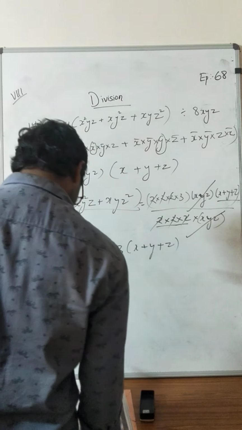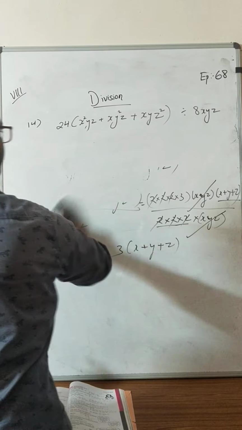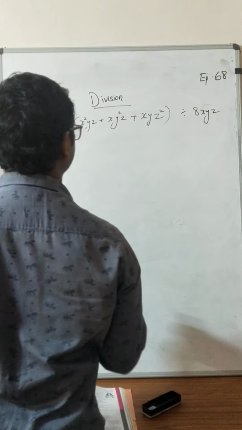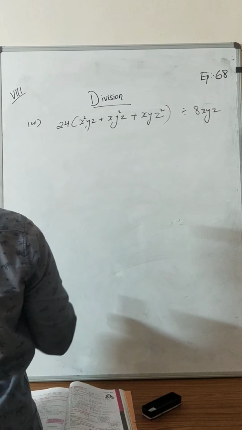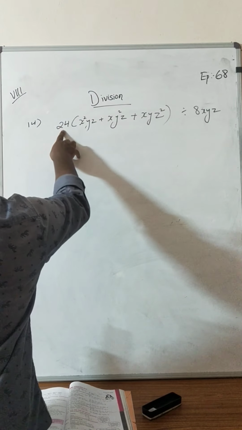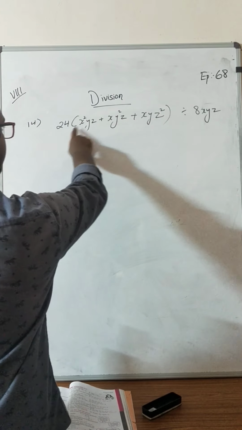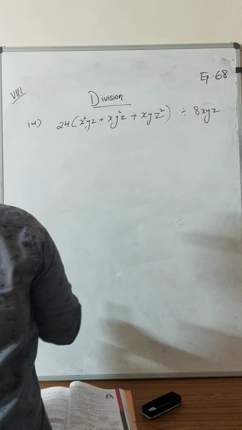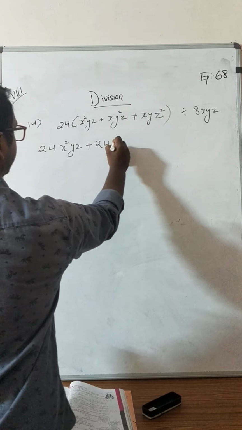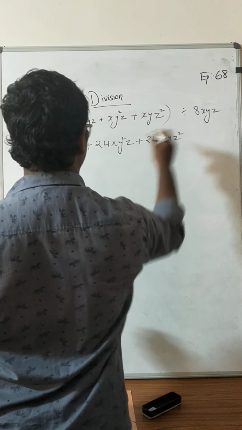Now this is the method in which we take common factors. Now the next method: first we will open the bracket. So 24 has to be multiplied with this term, and with this term, and then with this term. When we multiply, we get 24x square yz plus 24xy square z plus 24xyz square.